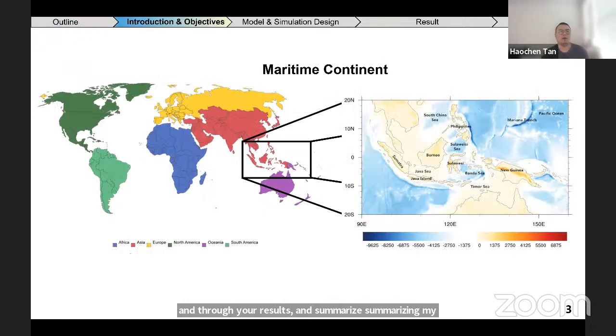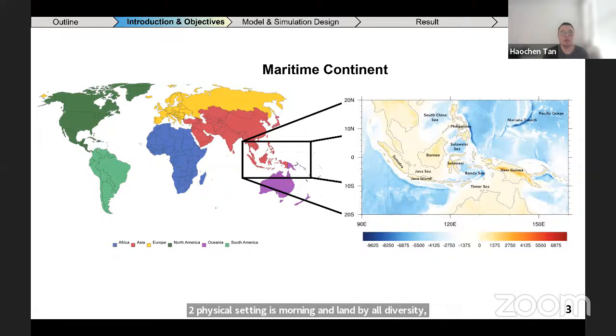All right, the maritime continent. The maritime continent is a unique mixture of thousands of islands in the middle of Earth's warmest body of water, the Indo-Pacific warm pool. This largest archipelago on Earth is well known for its complex geophysical setting, its marine and land biodiversity, and its rich human history and culture.